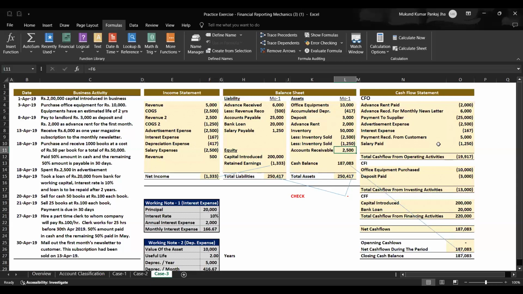Can you please show how to interlink financial statements for automatic tally? Sure, KG, I'll show you that. Don't worry. Let me just share this sheet. In the next example that we are going to do, I will show you how you can link the financial statements so that they get tallied automatically.